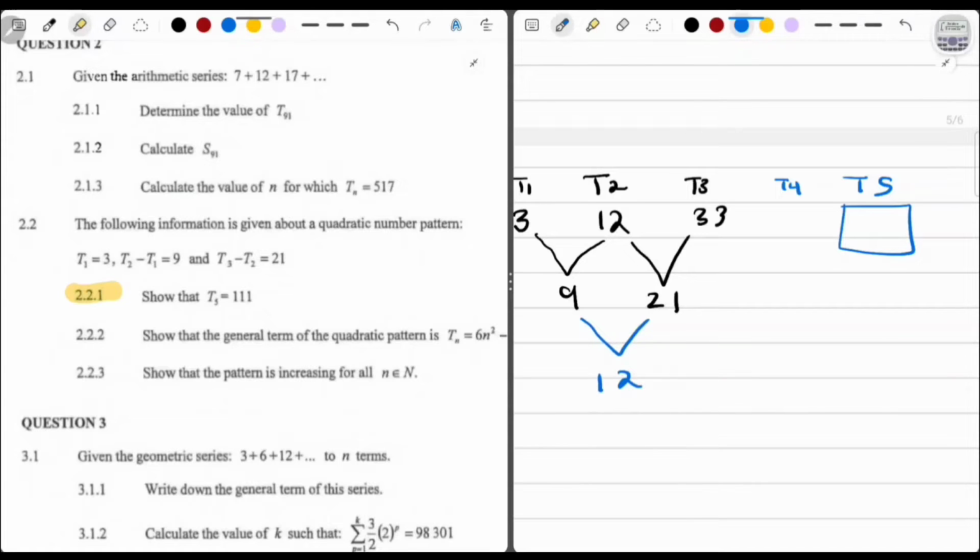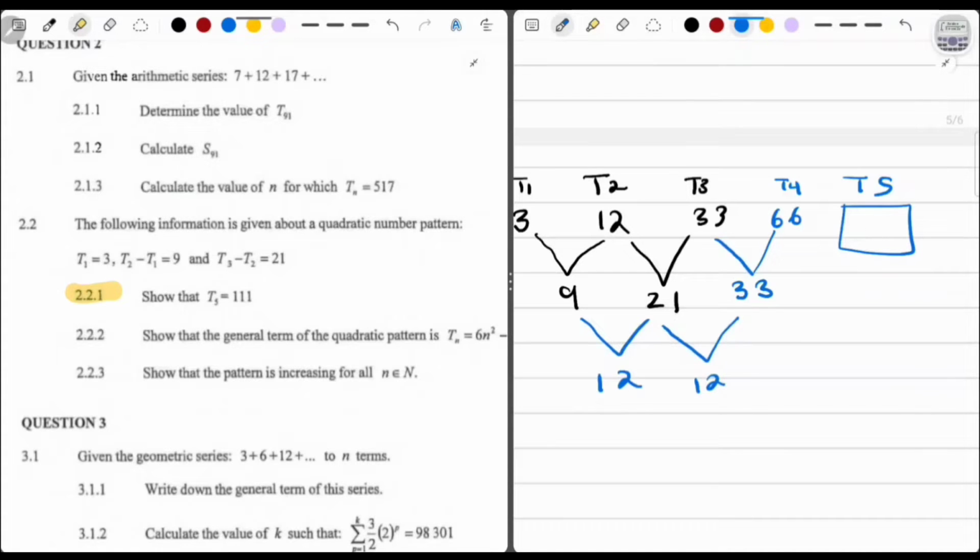And so now that we have this 12, what can we go ahead and do? We're just going to say that because this is the second constant difference, it's always going to be constant, or really just the same. So here I'm also going to have a 12. So to find the third term of the first difference, I would say 21 plus 12, which is 33 also. Weirdly enough, it's also 33. Now to find the fourth term, I would just say T3 plus the 33, which would be 66.